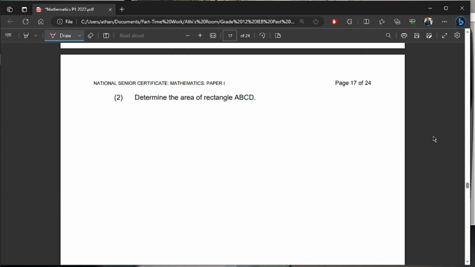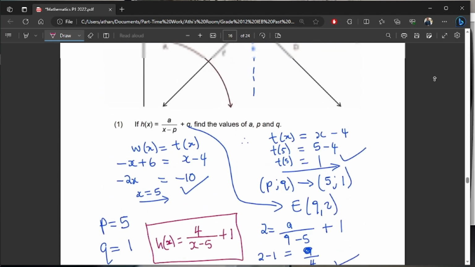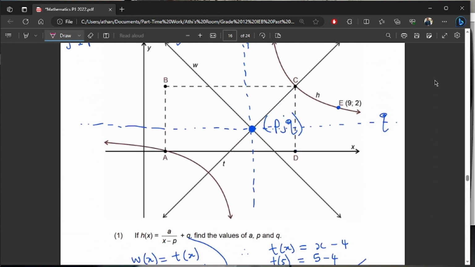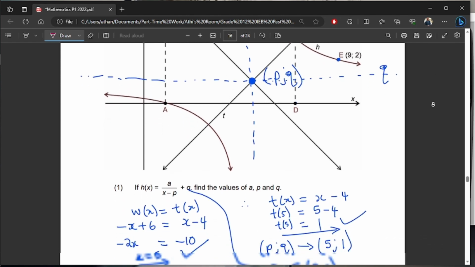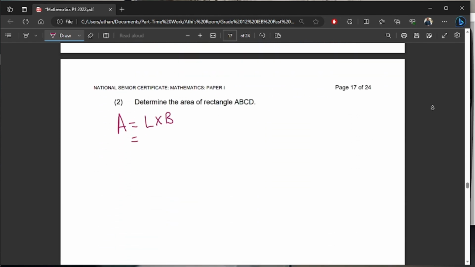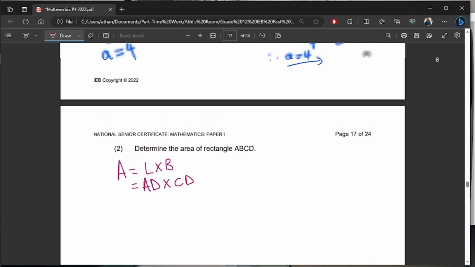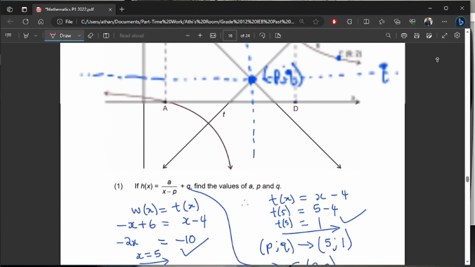Question 2. Determine the area of rectangle ABCD. The area here, guys, is going to be length times breadth. Let me go straight to getting the length. The length is AD. The breadth is either BA or CD. Our area is AD multiplied by CD.